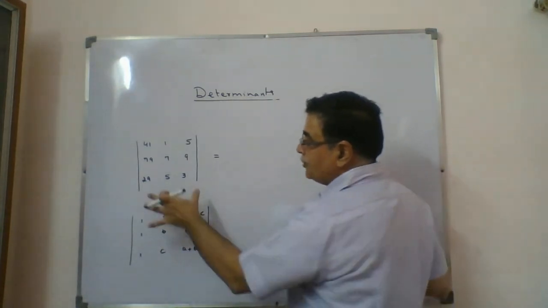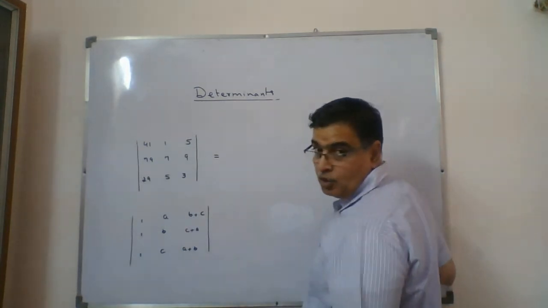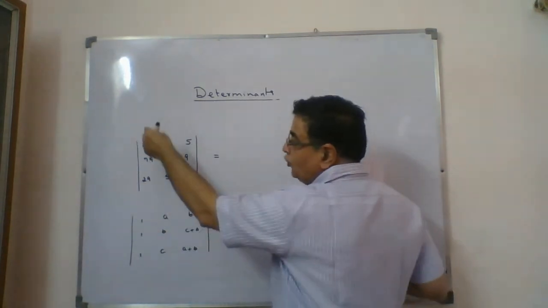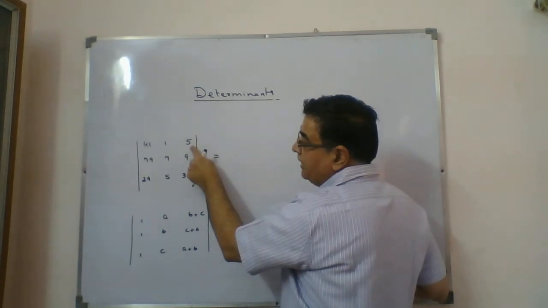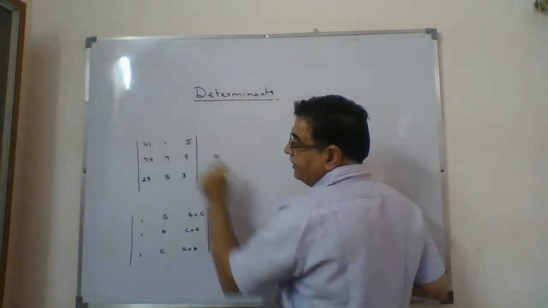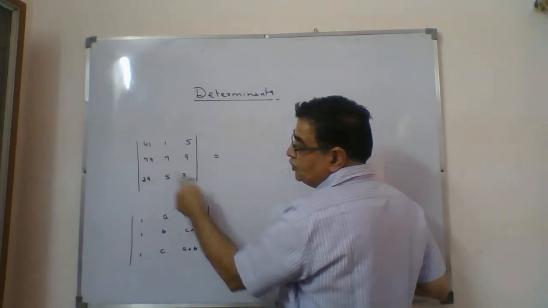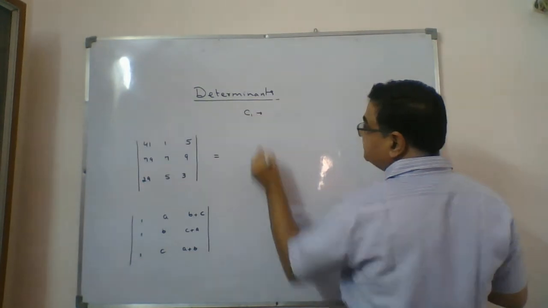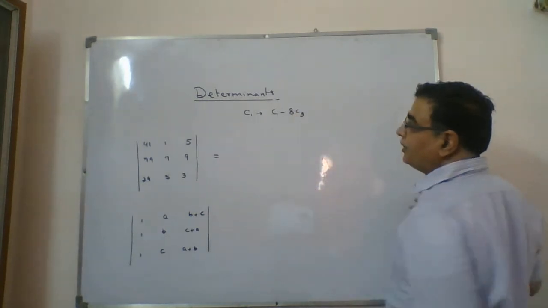Now, whenever this type of question comes, one thing is clear: this column has the biggest numbers, that is 41, 79, 29. First, I want to reduce these numbers. And how much can we reduce? We can reduce it by subtracting 8 times of it. 8 5s are 40, subtract it from here; 9 8s are 72, subtract from here, and in the same way. So the first operation is column 1 minus 8 times column 3.